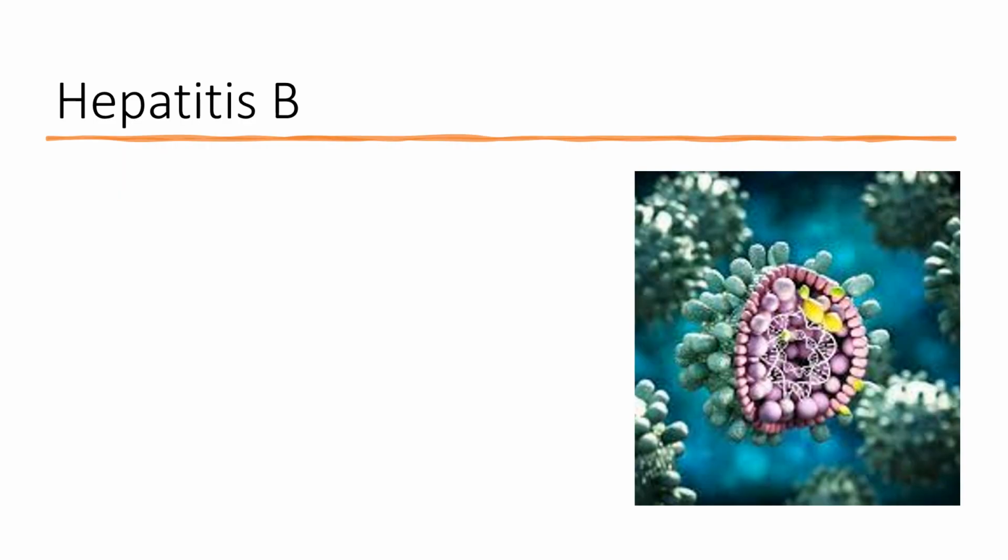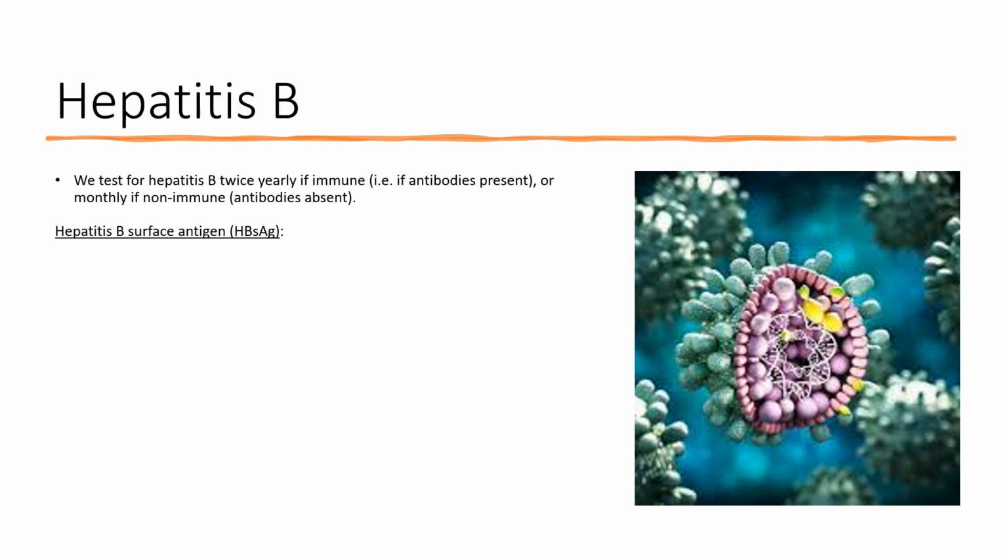So hepatitis B, we check for hepatitis B twice yearly if immune, so if someone has antibodies that are present, or if they are non-immune, we check their hepatitis B surface antigen monthly. So hepatitis B surface antigen is a serologic hallmark of HBV infection.